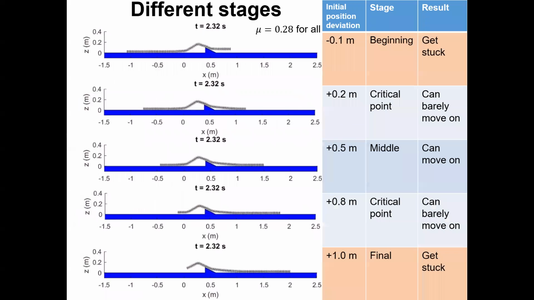We can classify the traversal process into 3 stages: the beginning, middle, and final stages. We set the friction coefficient to be 0.28 and then position the snake at different stages and initiate a motion. For the beginning stage and the final stage, the snake gets stuck, while for the middle stage, the snake can move forward, implying that the snake can generate more propulsion against the wedge at the middle stage. Hence, if the snake is at the beginning and at the final stage, vertical bending alone is not sufficient for propulsion. Other gaits, such as concertina, are needed for help.